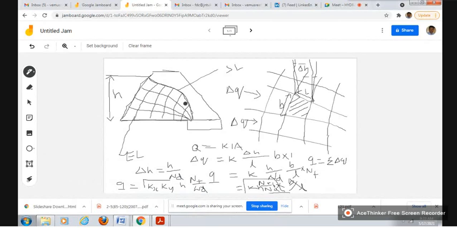So therefore, it is very essential first to determine the top flow line. Otherwise you cannot draw the flow net. Unless you know the flow line, you cannot draw it. So first we should find the top flow line. If you don't know the top flow line, you cannot draw the flow net. So it is very essential to draw the top flow line first.